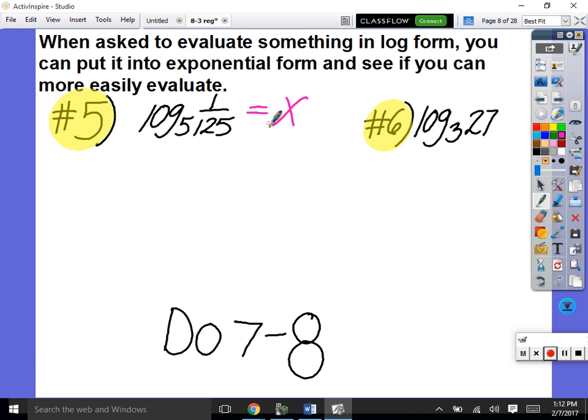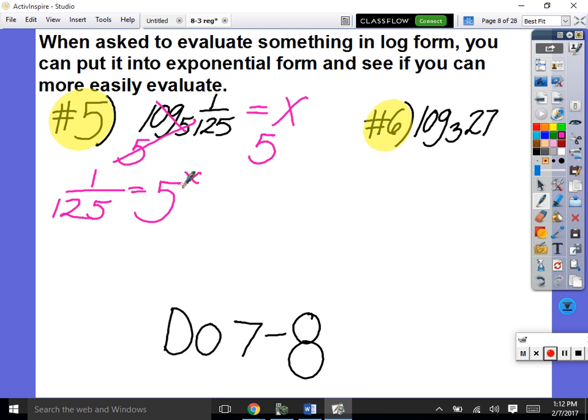So it says evaluate. Now notice, once again, there's no equal sign. It means what is log to the base 5 of 1 over 125 equal to? So we're going to set it equal to x, and we're going to rewrite it as an exponential and see if we can evaluate it as an exponential, because that's usually easier. So how do we undo log to the base 5? Base 5, right? So we'll base 5 both sides of the equation. So look what happens. Base 5 and log to the base 5 cancel out. So we have 1 over 125 equals 5 to the what power?